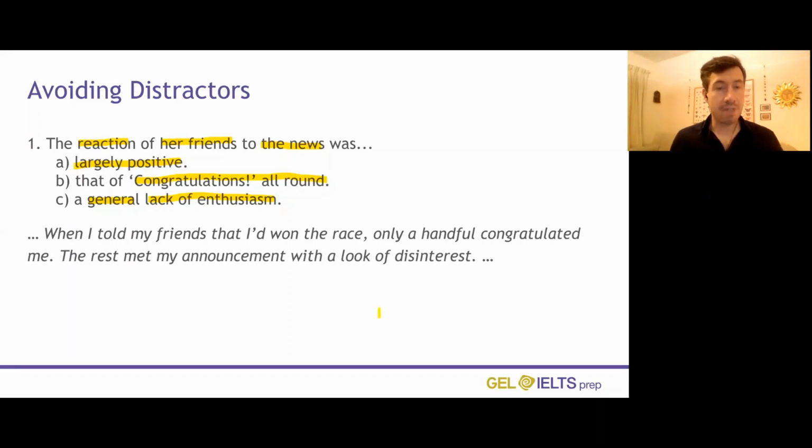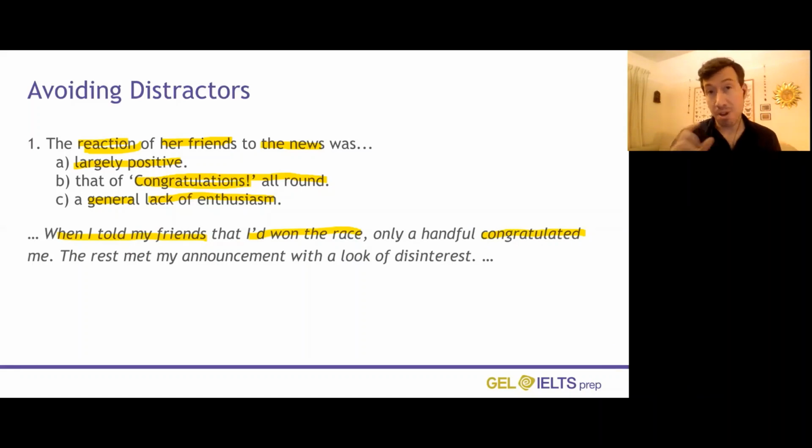Okay, well, let's have a look at this together then. So we'll go bit by bit. So the reaction of her friends. So when I told my friends, that's the reaction of her friends to the news. So the news is I won the race. So we've got synonyms there. Only a handful congratulated me. So here we've got congratulations and congratulated. So you might think B is the correct answer because you've got congratulations and you've got congratulated.